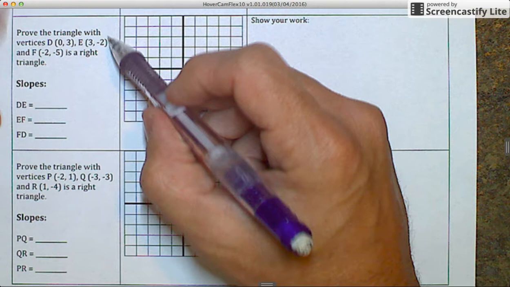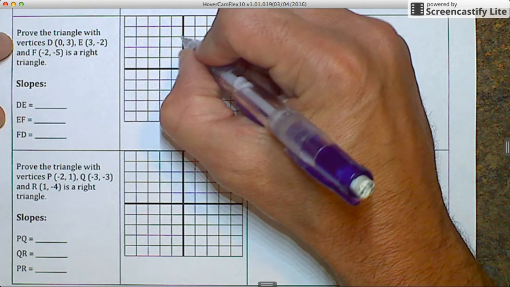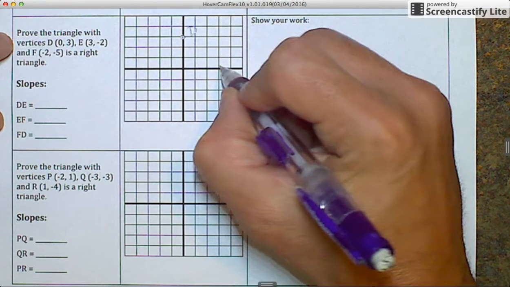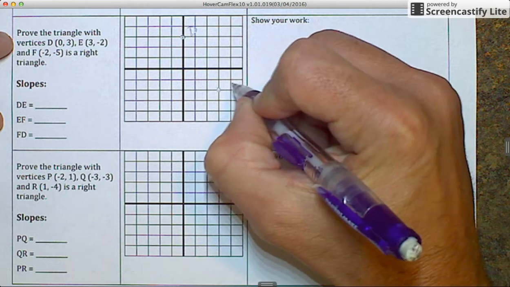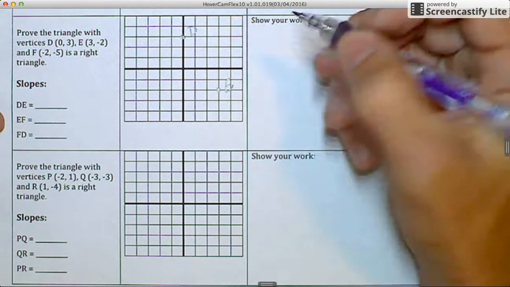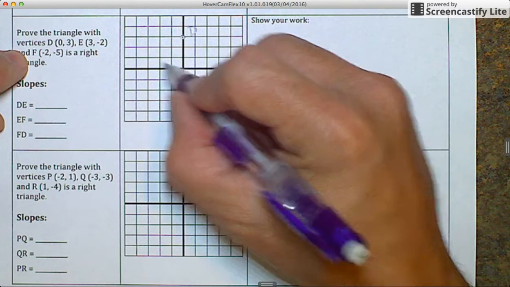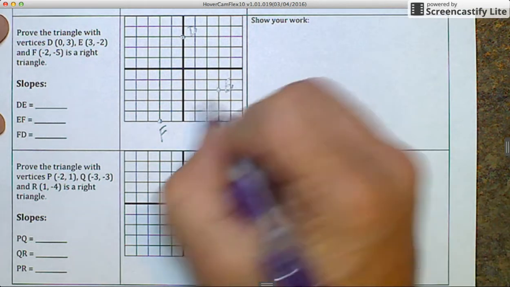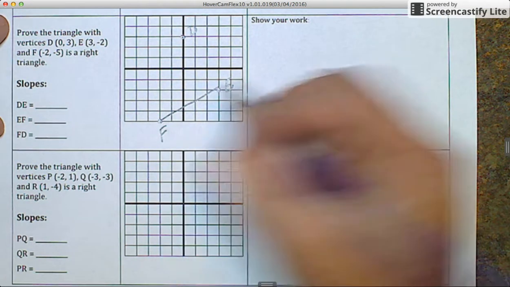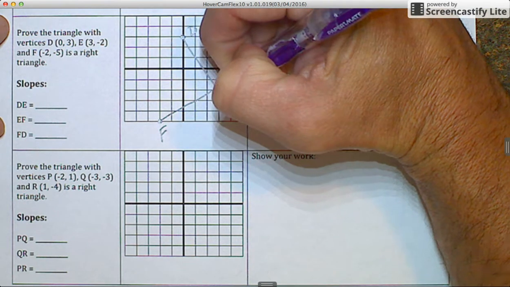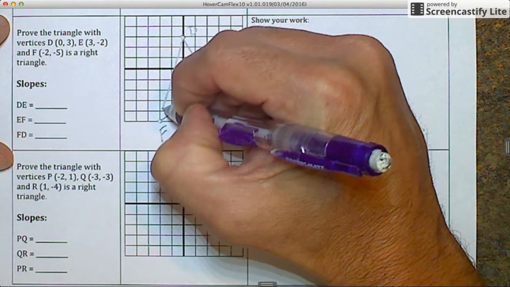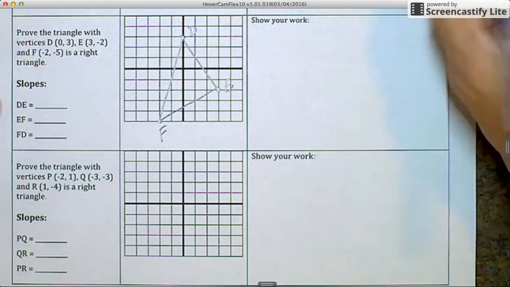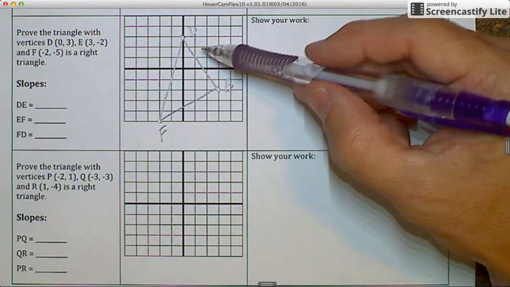So we have proved the triangle with vertices D of 0, 3, E of positive 3, negative 2, and then F of negative 2, negative 5, F is a right triangle. So again, we're going to connect the dots. That is what your triangle should look like. This is a D up here. Okay, this is the triangle here.